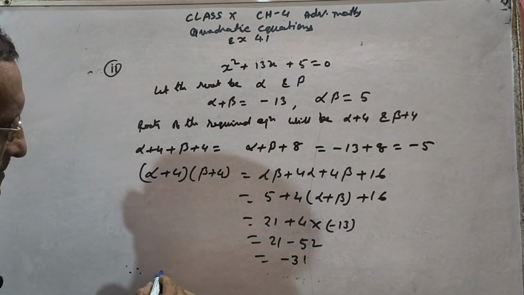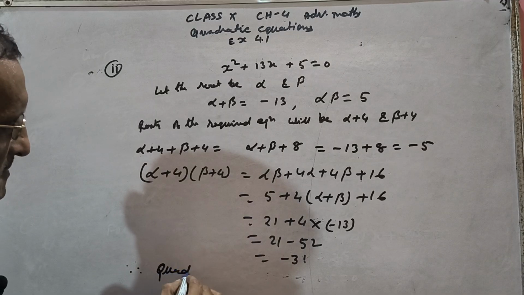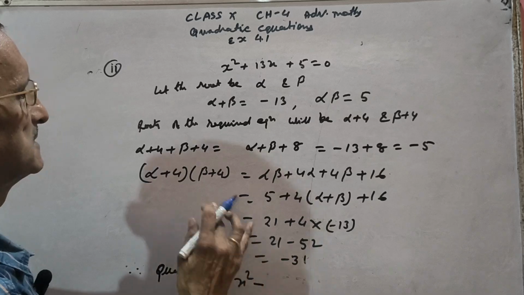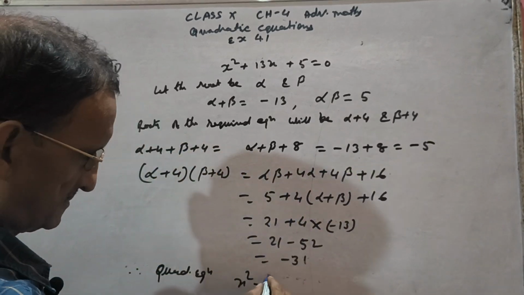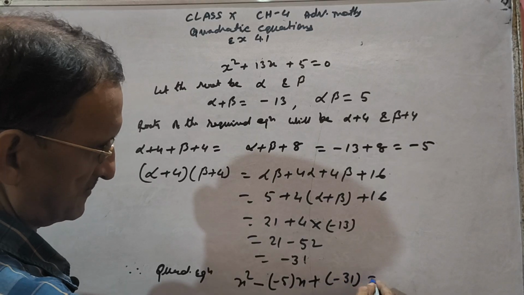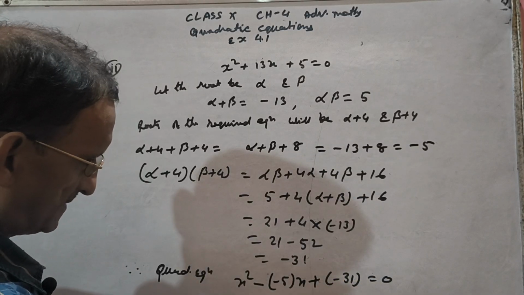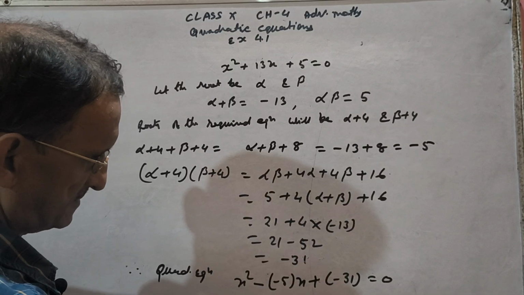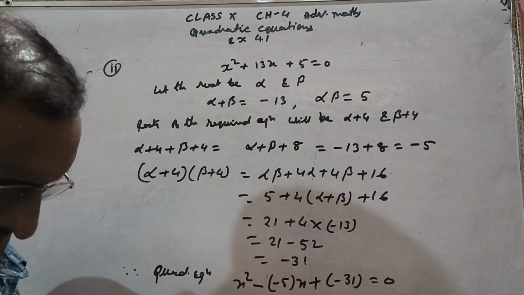Now therefore, what will the quadratic equation be? The quadratic equation will be x square minus sum of roots, which is minus 5, into x plus product of roots equal to 0. Then write the final line: x square plus 5x minus 31 equal to 0. Okay.